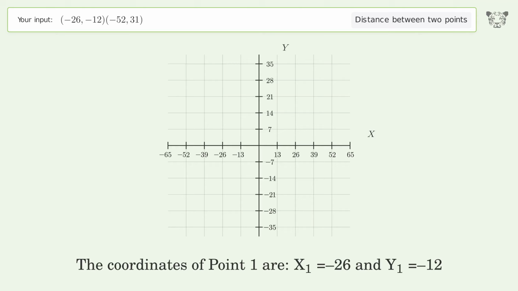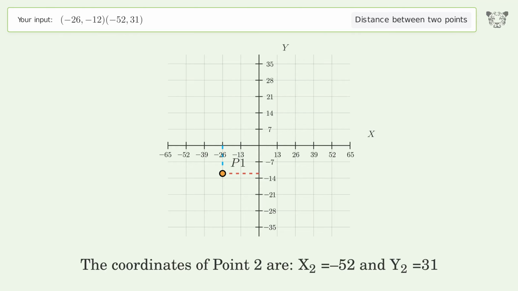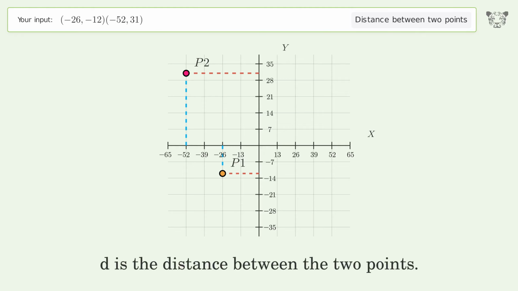The coordinates of point 1 are x1 equals -26 and y1 equals -12. The coordinates of point 2 are x2 equals -52 and y2 equals 31. D is the distance between the 2 points.